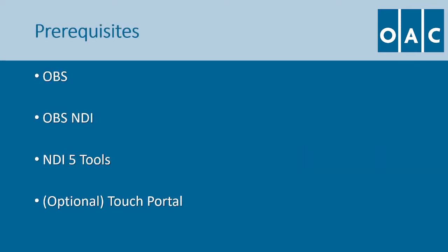And so the first thing you need to do is to install a couple of programs. First of all, there's OBS itself. Then OBS NDI, which just allows us to output OBS to the software we're going to use to mimic a webcam. NDI 5 Tools, which is the software that mimics the webcam. And then the optional one at the end is Touch Portal.